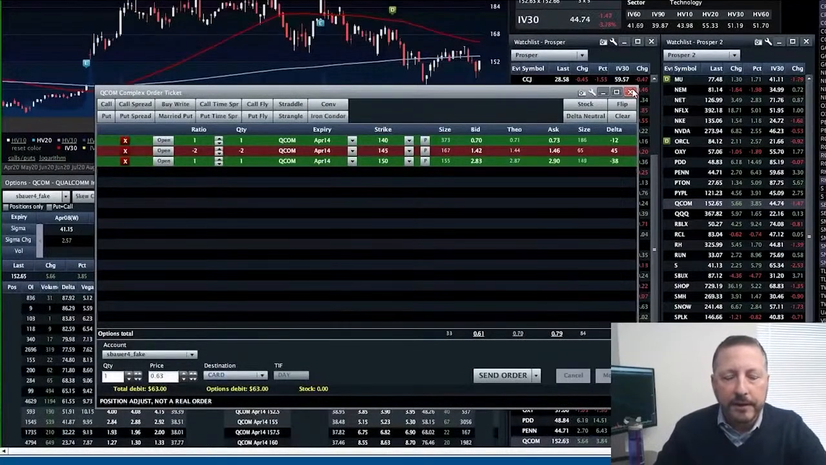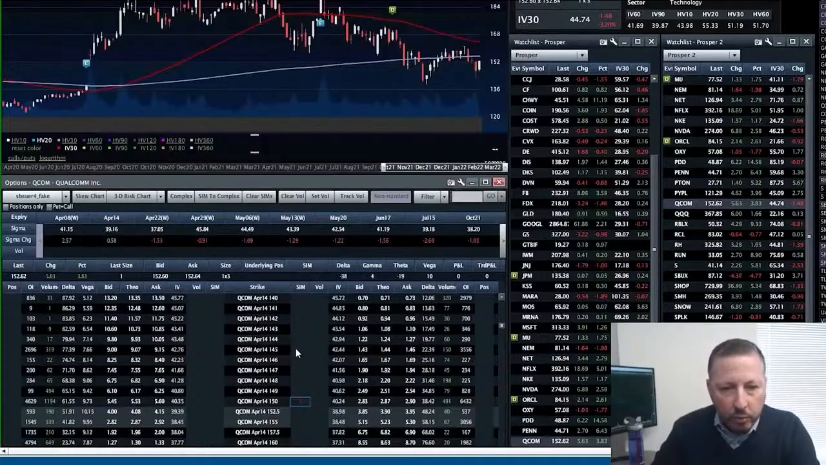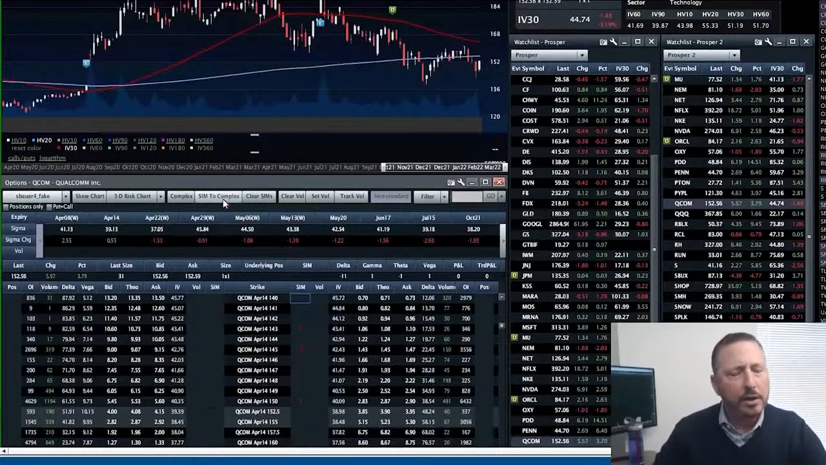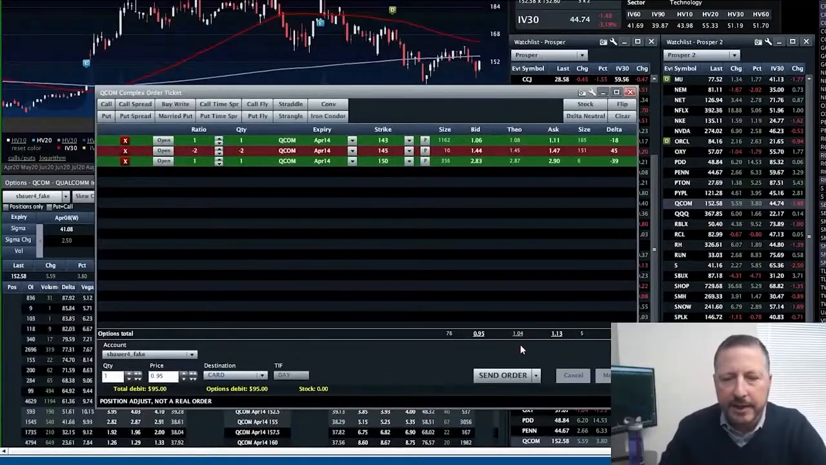Rather than the 150, 145, 140, we might do the 150, 145, so that's $5 wide, but then on the short side, maybe only do the 143. So what's going to happen if we tighten that up on the short side there? Well, it's going to make this more expensive, first of all. So you can see the price of the spread went up by about 40%. It went up from 70 cents to about $1, $1.05 or so.